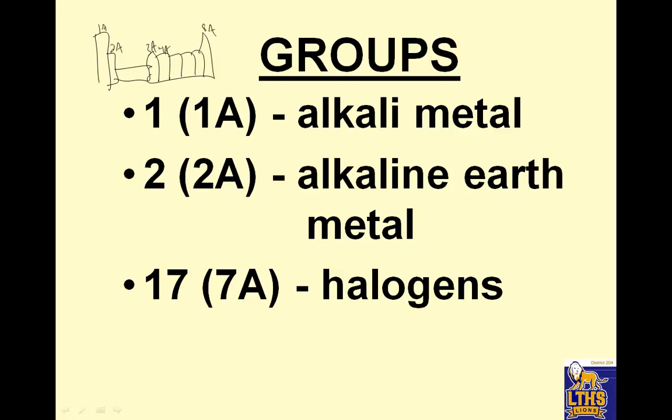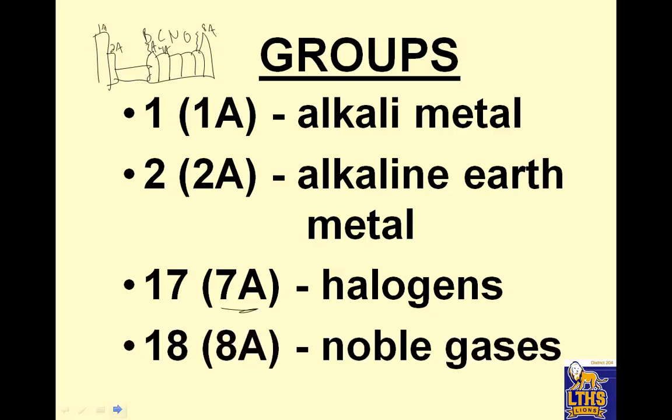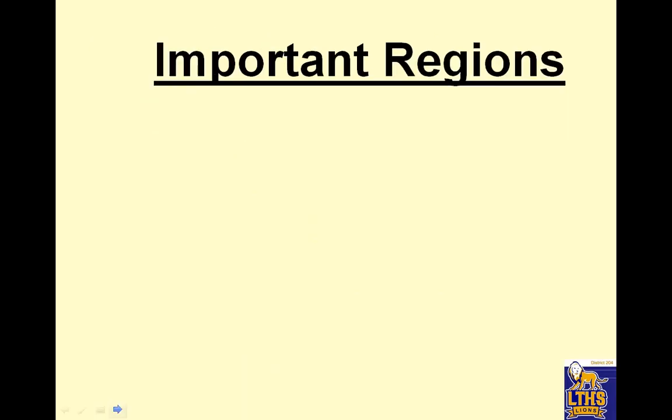So you've got your alkali metals and your alkaline earth metals for the first two. Then this is called the boron group, carbon group, nitrogen group, oxygen group, and then this is where it goes back to that funny one again, the halogens. And then 8A is the noble gases.